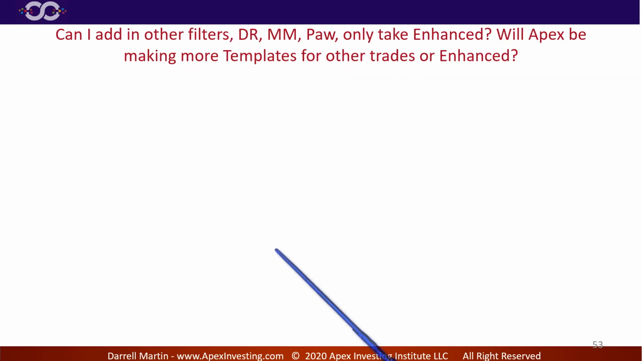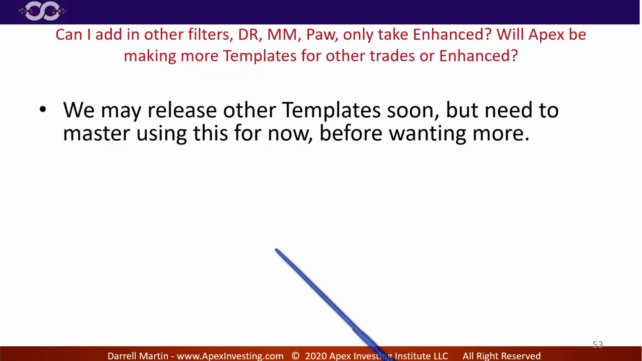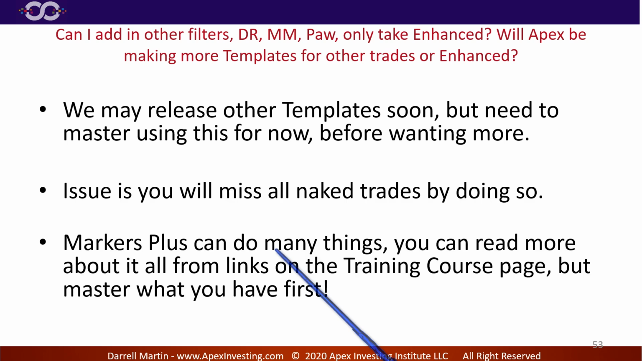The markers plus ones. Can you add other filters? We have added DR already. So that's what the filter is: it's the deviation reversal indicator, if it's long or short.